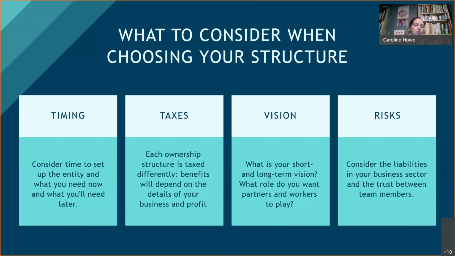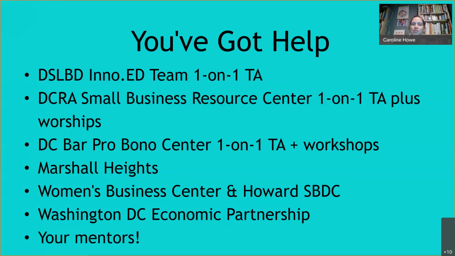And then, of course, risks. The big difference between a limited liability corporation and a sole proprietorship, which are many of the businesses that we work with, is the liability that can come to you as an individual if something happens in your business. So that's also something, again, to talk to the DC Bar Pro Bono Center or DCRA corporations about as you decide your structure. You are not alone in this. You've got help. The InnoEd team offers one-on-one technical assistance, as does the DCRA Small Business Resource Center, the DC Bar Pro Bono Center, and the Women's Business Center at Howard, as well as the Washington, DC Economic Partnership.